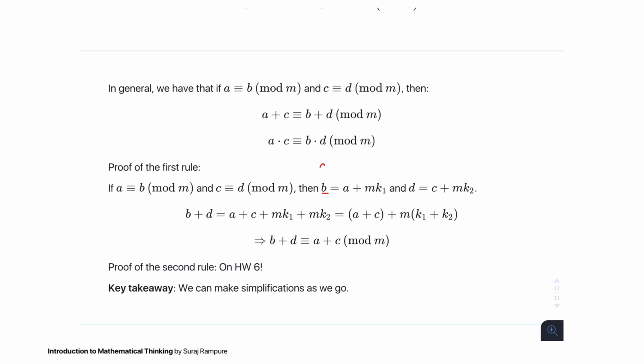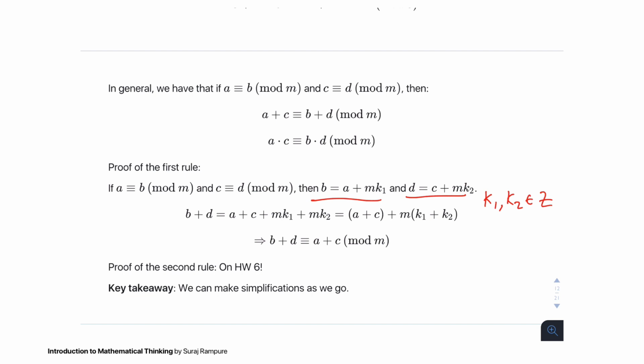I could also write this as A is equal to B plus m k1, and C is equal to D plus m k2. The k1s and k2s would be different, but those are also statements that I could write. Right? And here, k1, k2 are integers. Not necessarily positive, but they're integers. Okay? Is anyone unclear on how I got these equations?